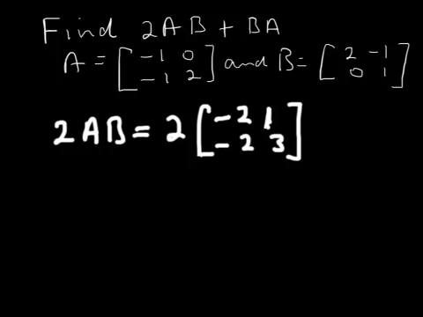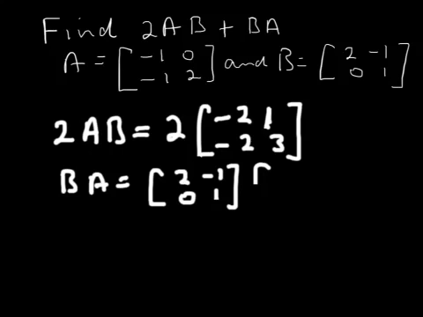Alright, now what we've got to do is find BA. And one thing we should have picked up from the previous slide is that AB will not equal BA. Okay, so BA equals, well actually I'm going to rewrite this because I'm not too good at going backwards with my matrices. So B is 2, negative 1, 0, 1, just copying that out from above, and A of course is negative 1, 0, negative 1, 2.